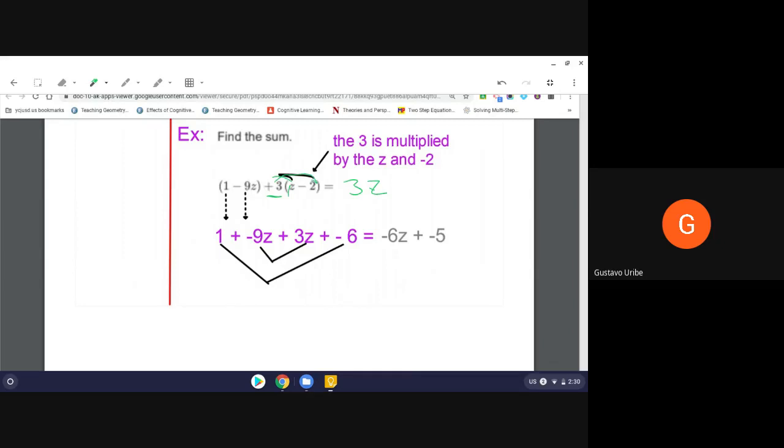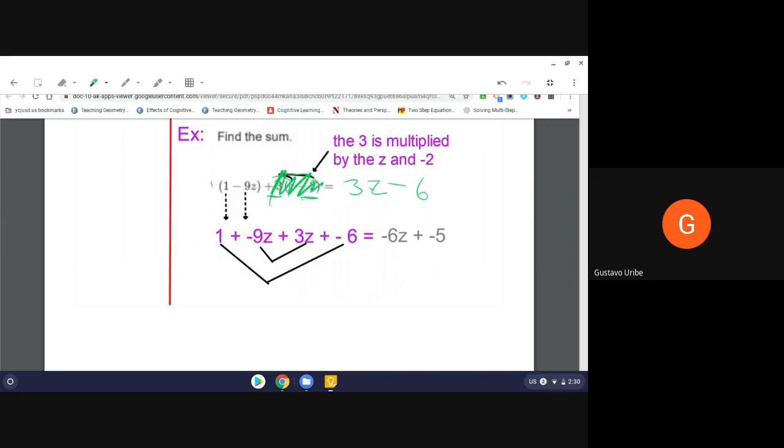3 multiplied by a negative 2, well, this is a positive, this is a negative. Different signs will give me a negative, and 3 times 2 is 6. Well, remember, always put the sign first, or else the whole thing is going to be wrong. So now that I took care of this, let's look over here.